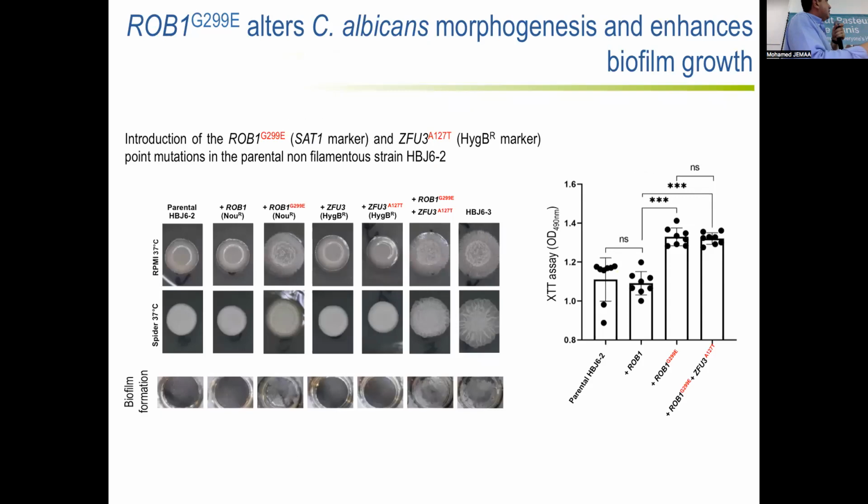We introduced the mutation in strain HBJ62, the non-filamentous, non-biofilm former strain, isogenic to 6,3,4,3. And we found that this mutation induces hyphal development and the ability to form stronger biofilms in the resultant mutant. You could see it in the quantitative assay, but also in the qualitative assay.